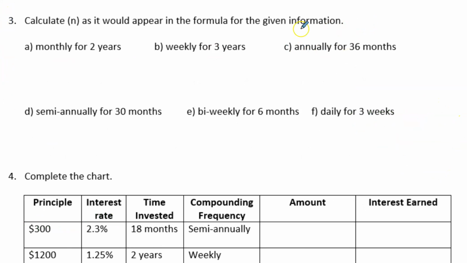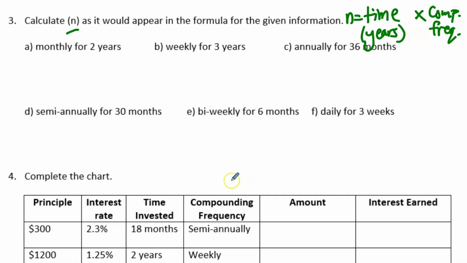For question 3, you're calculating your N. All right, so your N is your time in years multiplied by the compounding frequency. Okay, so for example, this one, we have 30 months, so we have to change that to years first. Okay, and then you've got your time, so 30 divided by 12, is 2.5, and then you multiply by semi-annually, here means twice a year. Okay.